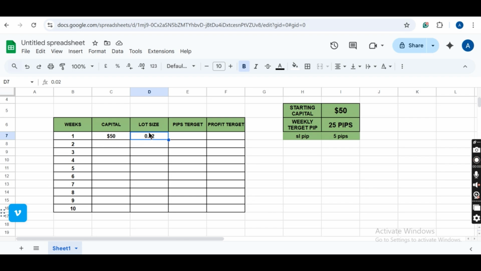So week 1, we start trading, and our target, as we said, is 25 pips. We have $50, our lot size is going to be 0.02, and our pip target is 25 pips.